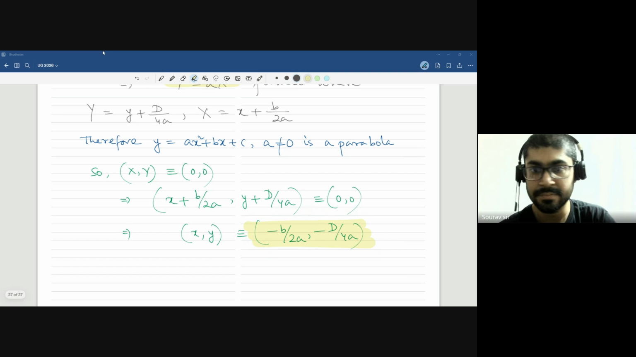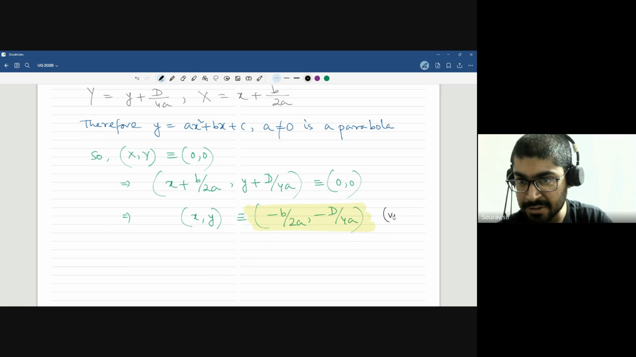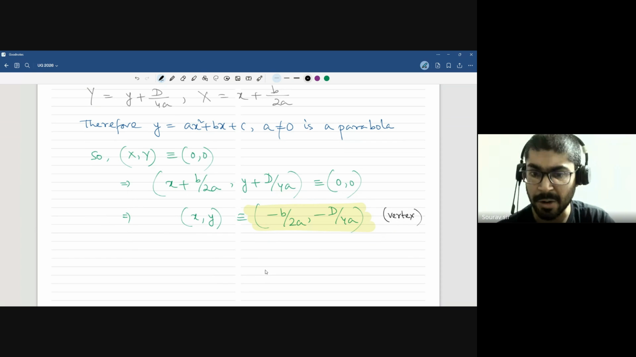Clear? Okay. So the shape of the curve y equal to ax square plus bx plus c is a parabola with its vertex at this point. So note this down. Just make sure you make a small note. I'll obviously send the entire notes. I think I forgot to send the notes last week, so I'll send last week's and this week's notes together. Okay. So vertex. This is the vertex of the parabola.